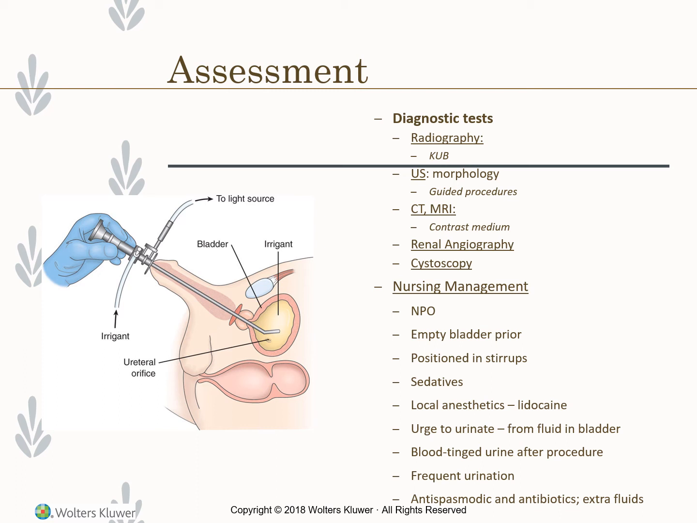Cystoscopy, or cystourethroscopy, is used to identify the cause of painless hematuria, urinary incontinence, or urinary retention. It is useful in the evaluation of structural and functional changes in the bladder.